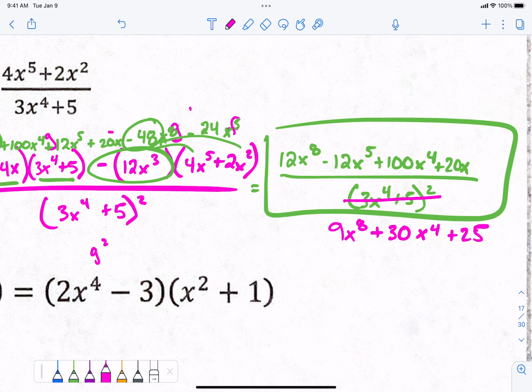Okay, I'm still confused on 14 though. On 14, I don't know what to tell you. Go back down to this. That's 14.